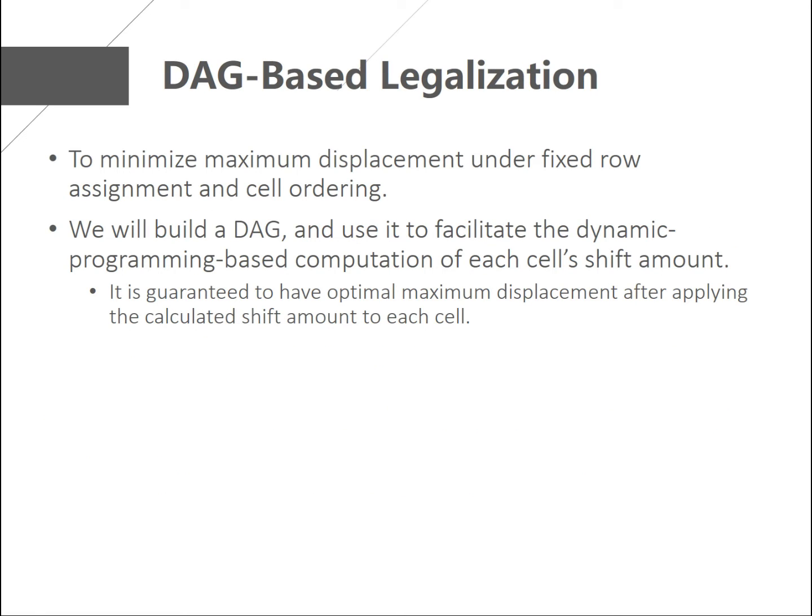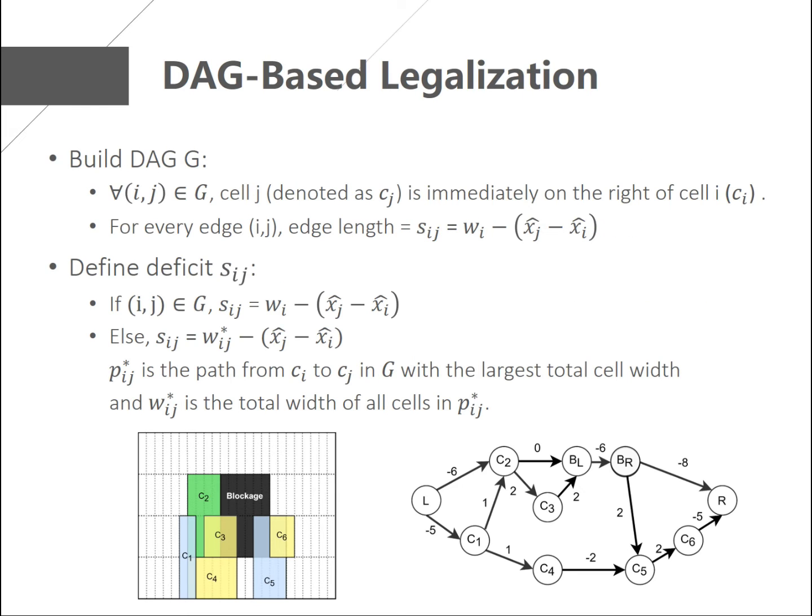In deck-based legalization, we try to minimize the maximum displacement under fixed row assignment and cell ordering. We will build a deck and use it to facilitate the dynamic programming-based computation of each cell's shifting amount. It is guaranteed to have optimal maximum displacement after applying the calculated shifting amount to each cell. I will quickly go through the basic idea of this algorithm.